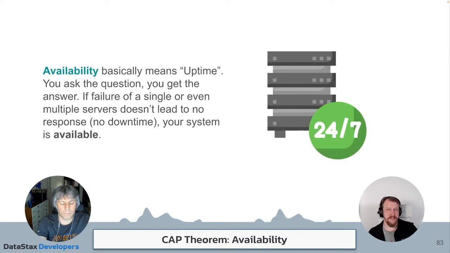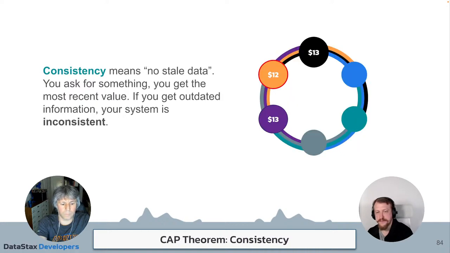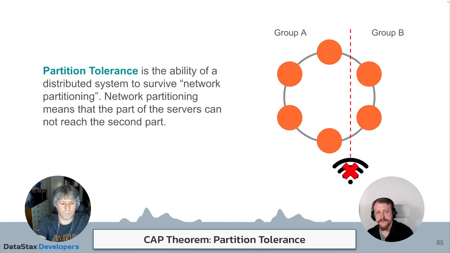Availability is the simplest one to explain. Availability means uptime. You ask a question, you get the answer, your system is up, is available. If you don't get the answer, your system is not highly available. Then consistency, we discussed it already. Consistency means no stale data. If you ask something, you get the most recent value, the database is consistent. If you ask something and get outdated information, your system is inconsistent.